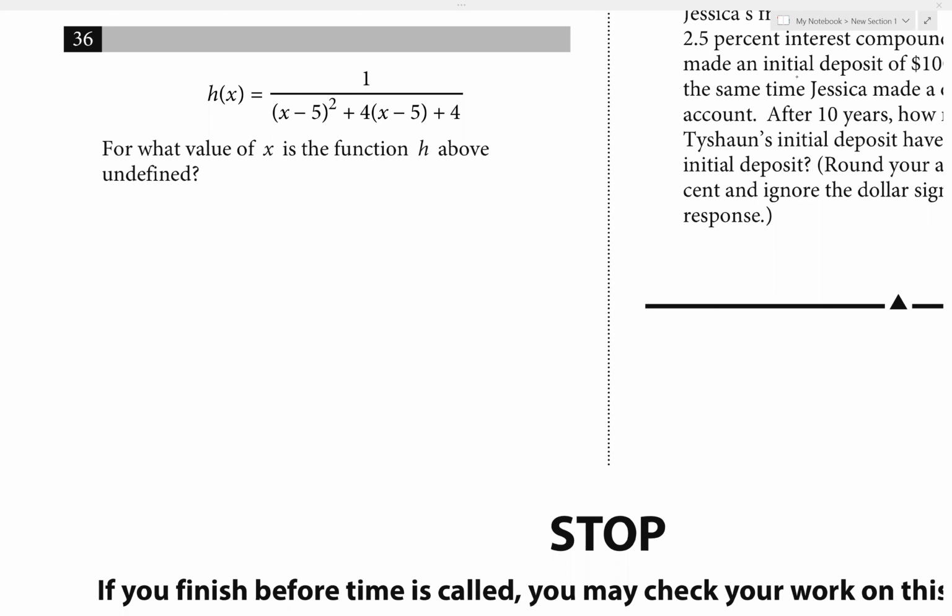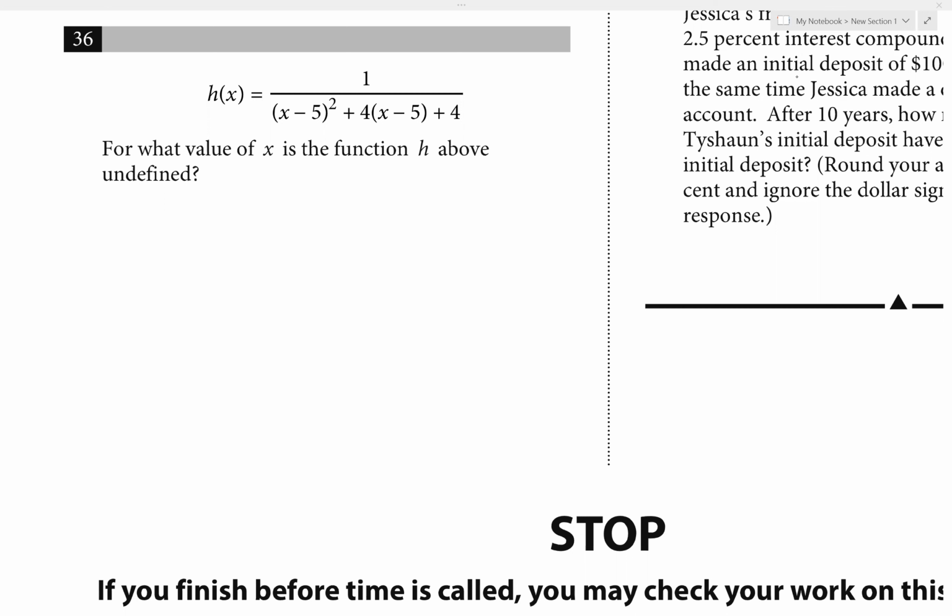Okay, question 36. You have h of x equal to 1 over x minus 5 squared plus 4 times x minus 5 plus 4. The question is, for what value of x is the function h above undefined? All right. So here we first need to know what we are looking for.